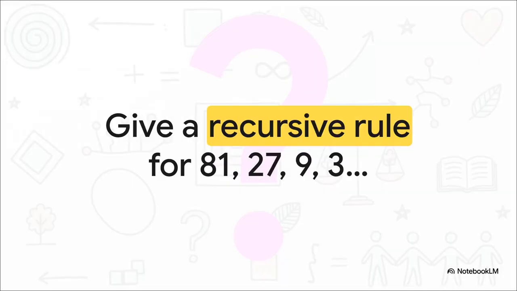Welcome back. How'd you do? Okay, let's look at number 3 from our assignment. Give a recursive rule for the sequence 81, 27, 9, 3. Pay really close attention here. The numbers are getting smaller. Are they stepping down by subtracting the same amount, or are they leaping down by dividing? Figure out that pattern, state your a1, and write the step-by-step recursive rule. Pause the explainer and try it right now.